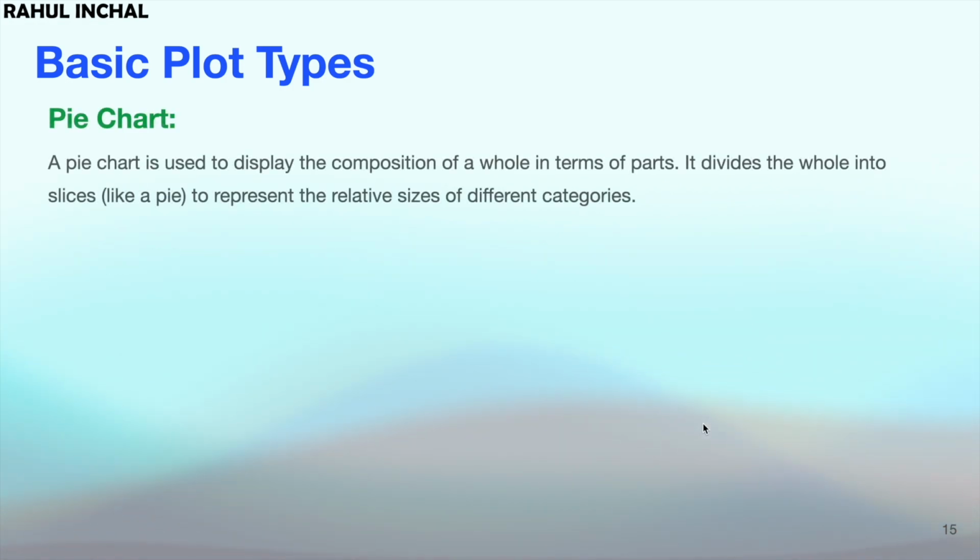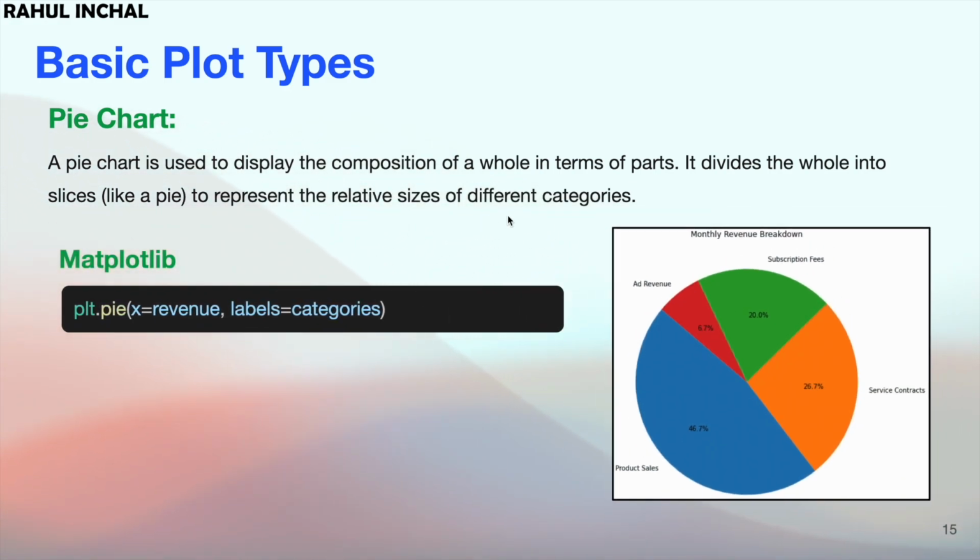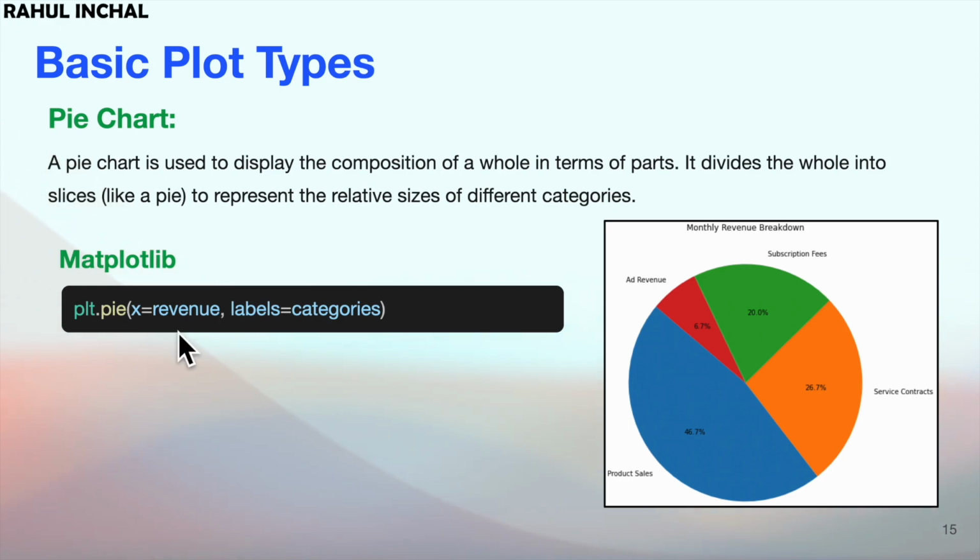The next is pie chart. A pie chart is used to display the composition of a whole in terms of parts. It divides the whole into slices like a pie to represent the relative sizes of different categories. Of course, the definition is too big. This is what it is. Similarly, for Seaborn, you can look out for it. So this is how typically pie plots look like.